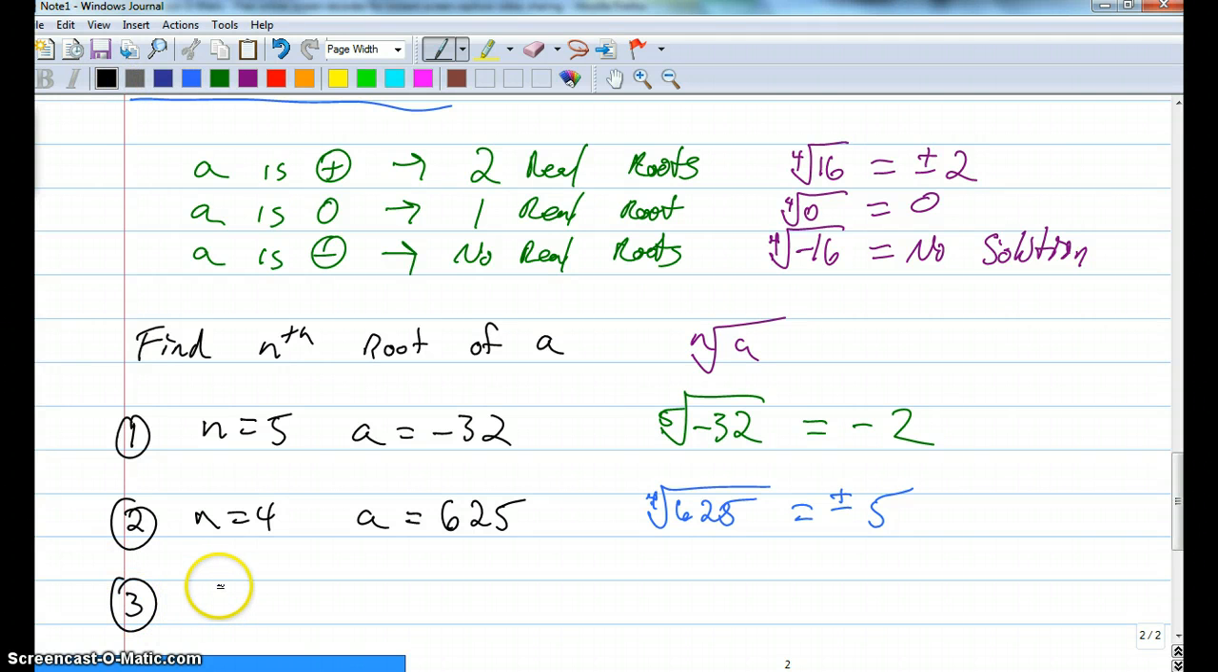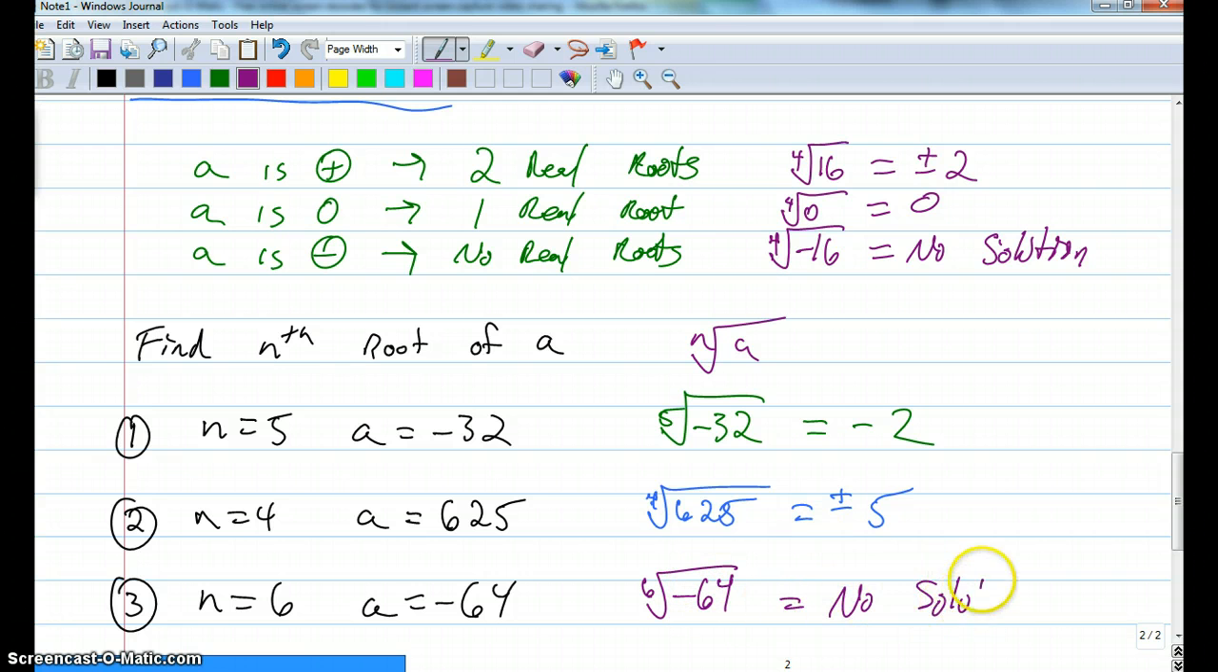One more example, and then I'm done with you. n is 6, a is negative 64. That says the 6th root of negative 64. n is even, and a is negative. Can we take something times itself 6 times to get a negative? No, we cannot. So this is no solution.